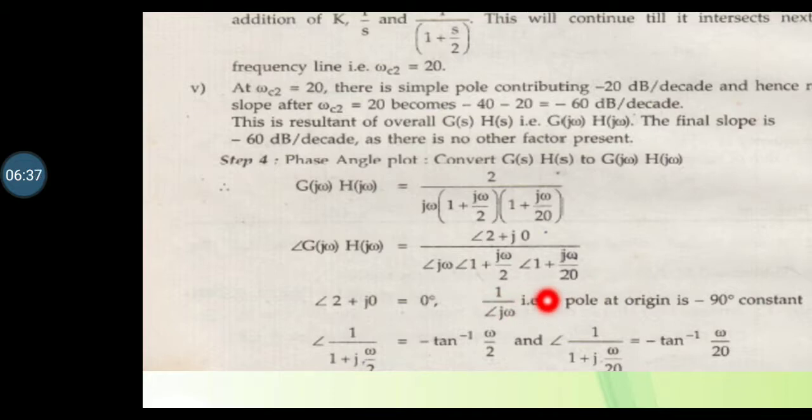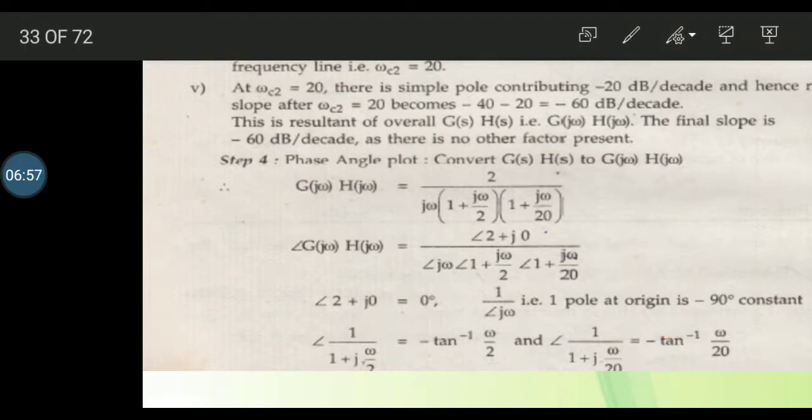1 divided by the angle of j omega is one pole at origin, which is a constant minus 90 degrees. So the angle of 1 divided by 1 plus j omega by 2 is minus tan inverse omega by 2, and the angle of 1 divided by 1 plus j omega by 20 is minus tan inverse omega by 20.